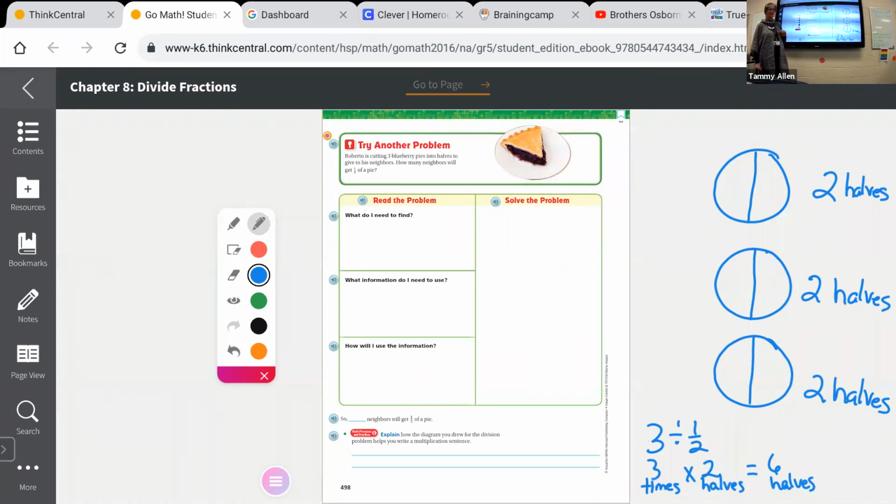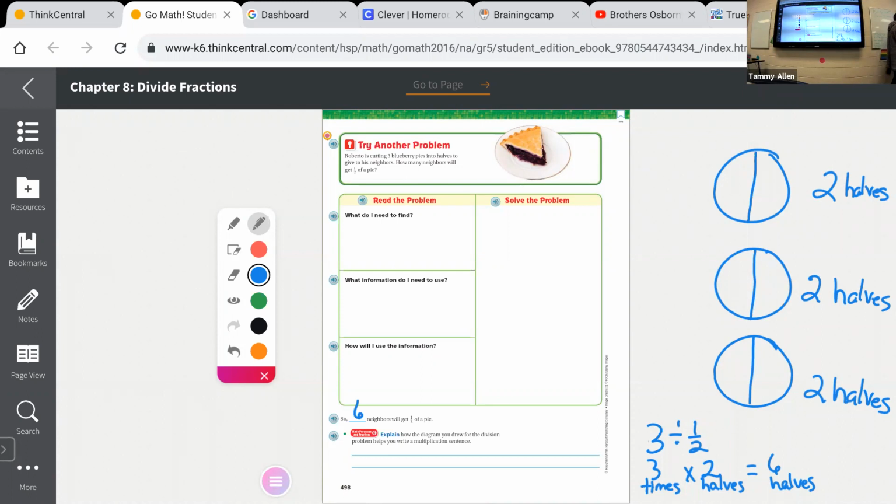How many neighbors will get half of a pie? 6 neighbors will get half of a pie. This over here proves it. Does that make sense? Okay. Could I have done a number line? Would a number line have shown it nearly as clearly as the 3 pies here? No. Questions on this? Do we understand how to use Brainingcamp to help us out? Okay.